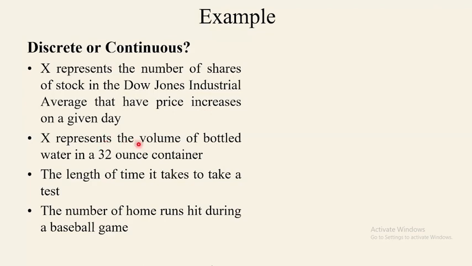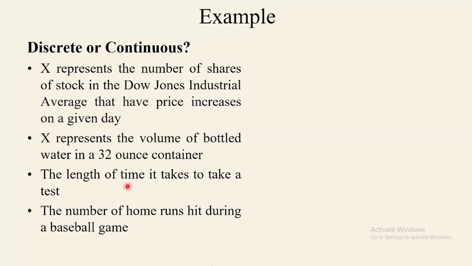Second case? X represents the volume of bottled water in a 32-ounce container. First, look at whether it is counting or measuring. Measuring. We are taking the volumes. Volume should be measured. So as it is measured, this is a continuous variable.